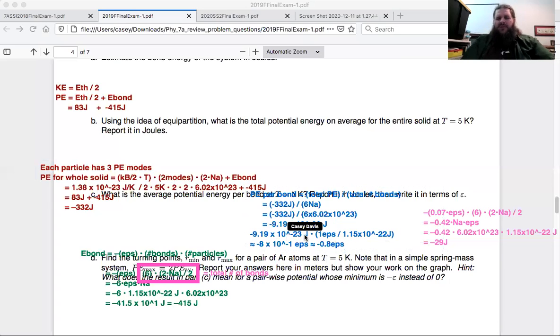So that's much more realistic. We should expect something between 0 and negative epsilon. And this negative 0.8 epsilon is the potential energy per bond. Any questions on that so far?